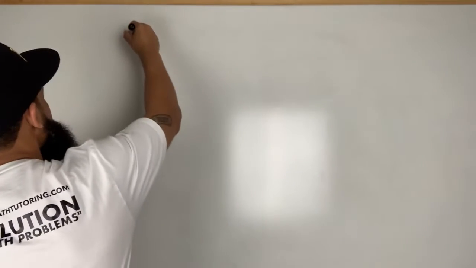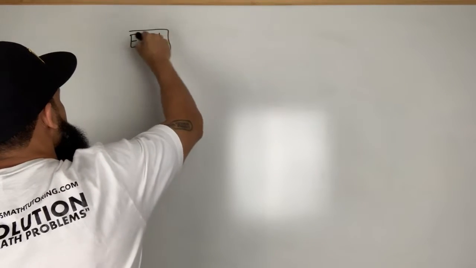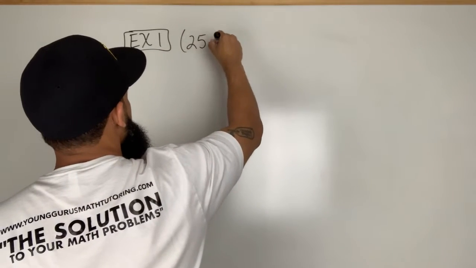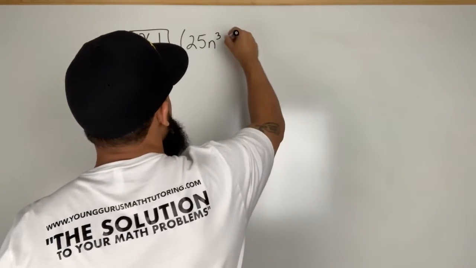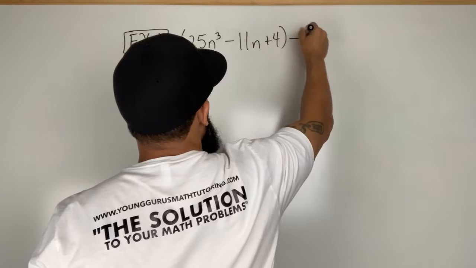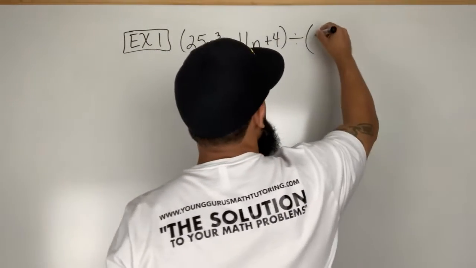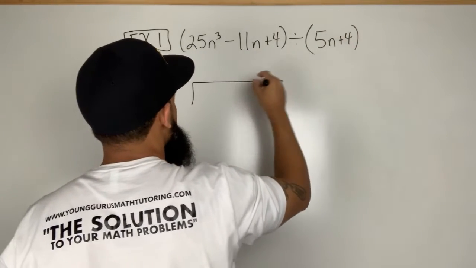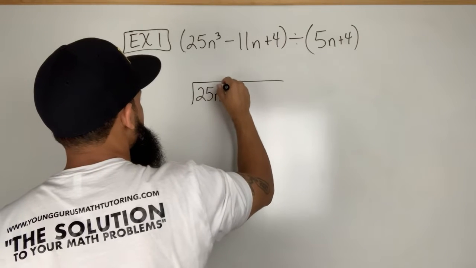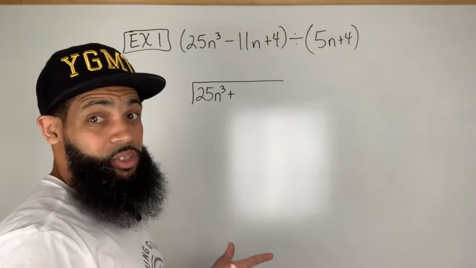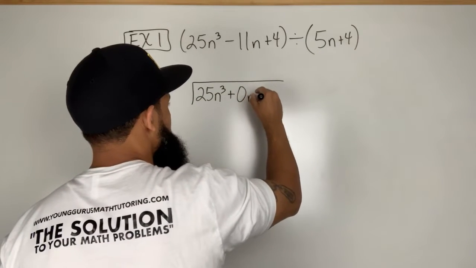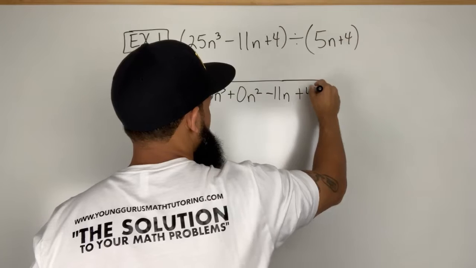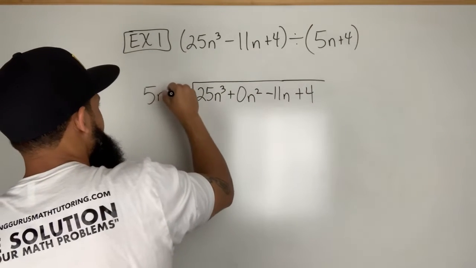So first example, 25n to the third power minus 11n plus 4. And we're going to divide that by the binomial 5n plus 4. Okay, now watch this. I'm going to rewrite it so it looks like regular division. So I have 25n to the third power. Now notice I don't have an n squared term, so I have to put 0n squared. That is one of your rules. Minus 11n, let's extend that, and then plus 4. Okay, I'll put my divisor on the outside, 5n plus 4.